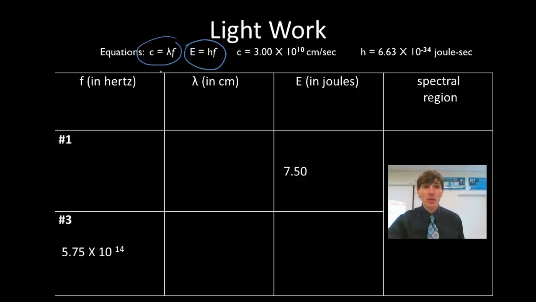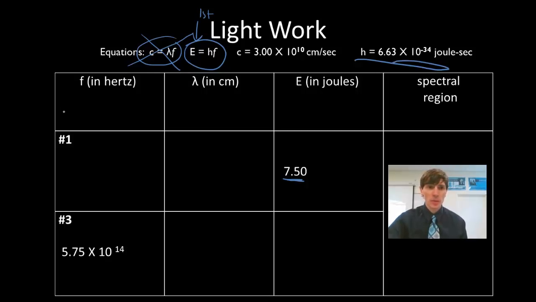Looking at my two equations, can I automatically rule out this one here, at least for right now, because I have energy? So I'm going to need to use this one first. And maybe we'll use that second one in a second. But we're definitely going to use this equation. So using the energy, I can find the frequency. Remember that h is that constant. That's not going to change.